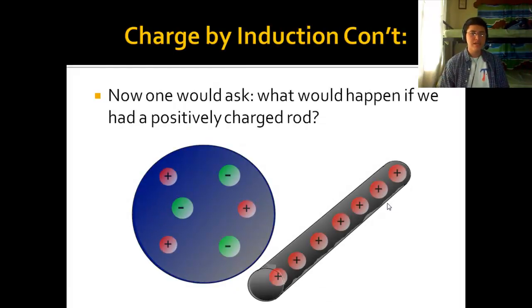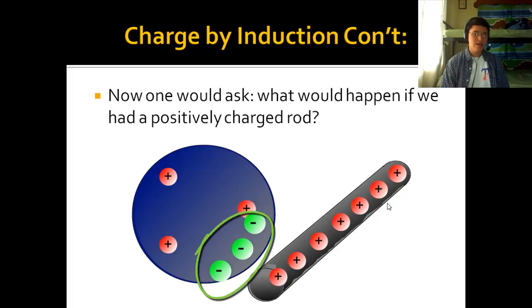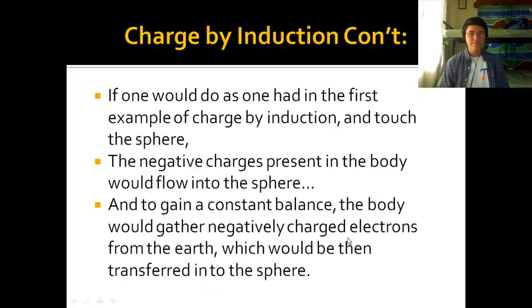Now one would ask, what will happen if we have a positively charged rod? Well, as seen here, the negative charges would be attracted to the positive charges in the rod. If one would do as one had in the first example of charge by induction and touch the sphere, the negative charges present in the body would flow into the sphere. And to gain a constant balance, the body would gather negative charges from the earth, and then that would be transferred into the sphere.